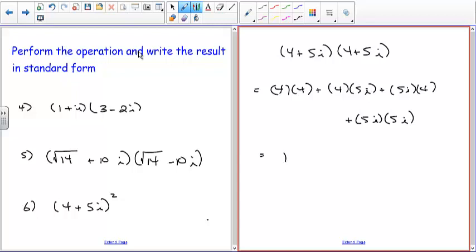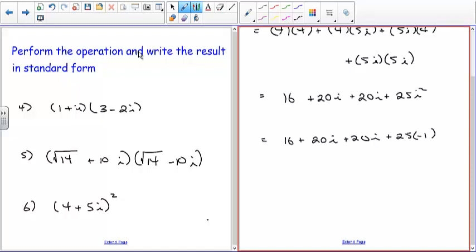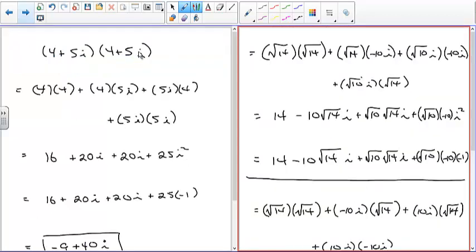So the first term is just normal multiplication, 16. Here we have 20i, and here we have 20i. So we multiply the two real numbers together here. So we get 20i, and then we have 25, 5 times 5 is 25, times i squared. Then we can change i squared into negative 1, so that's 25 times negative 1. And then we can add the two real parts together. 16 minus 25 is going to be negative 9, and 20 plus 20 is 40, so you get 40i. And there's your answer. Okay. So we've learned multiplication of just two different complex numbers. Here we did the complex conjugate. Here we just did a square of a complex number.